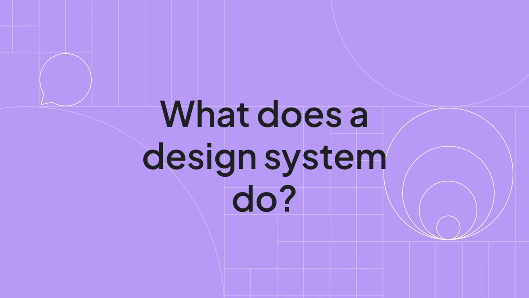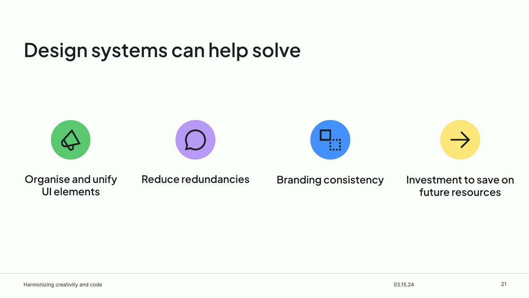So now we might ask ourselves, what does a design system do? Some of the problems that design systems can help to solve would be to organize and unify your UI elements, your buttons, your input fields, all of this. It can also help to reduce redundancies. At one company I was at before, I did a component audit and found 47 different buttons, 47 different variations of what could have been one button. It was a lot of fun. So we can try to reduce that level of unnecessary complexity.